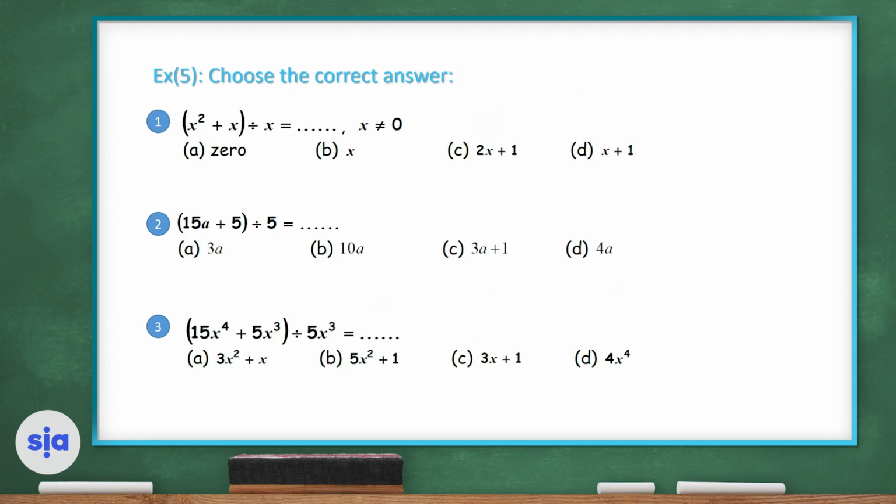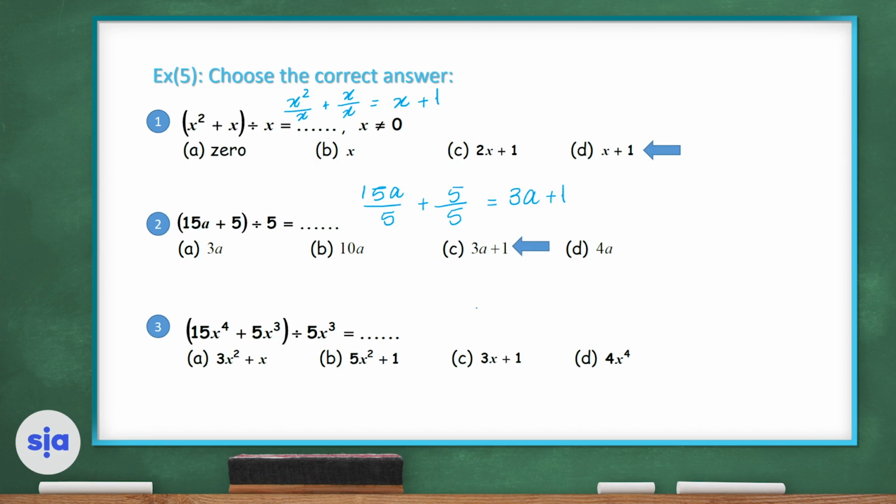Exercise number 5, choose the correct answer. Here in this one, we're going to make x squared over x plus x over x. So x squared over x is x, plus x over x is 1. So for question 1, the right answer is choice D. For question 2, 15a divided by 5 plus 5 divided by 5. So it is 3a plus 1. So the right answer here is choice C.